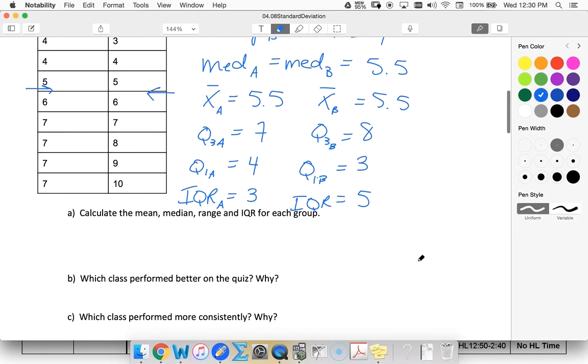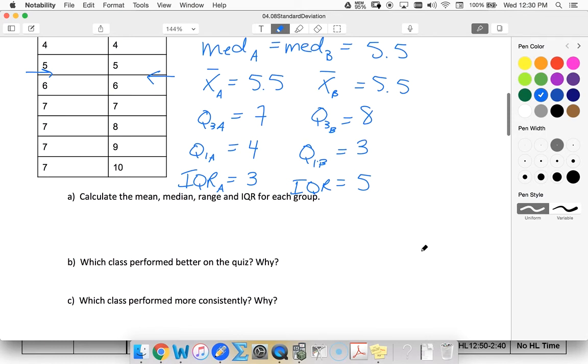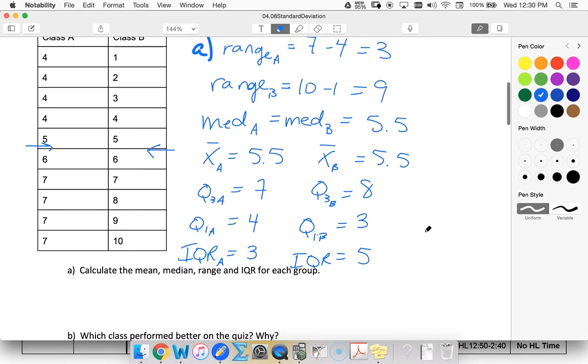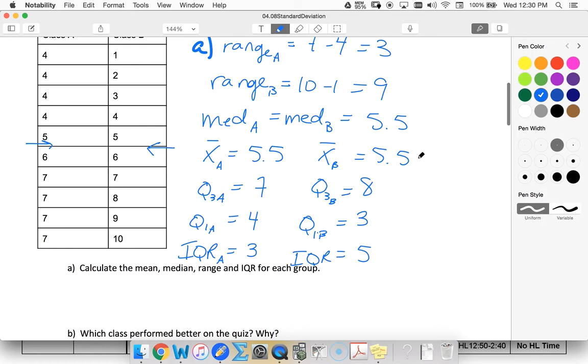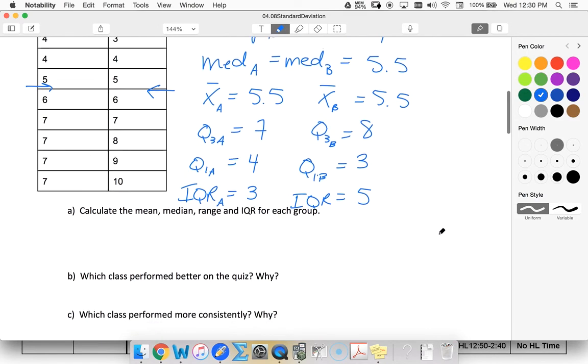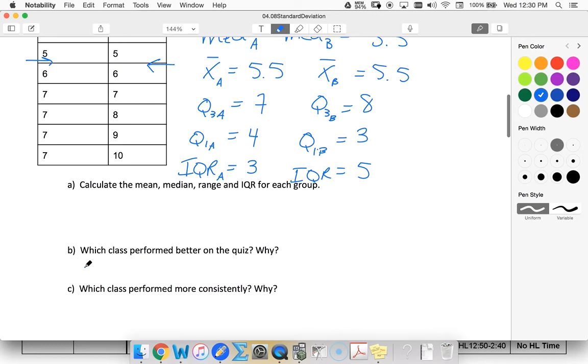So in trying to answer which class performed better on the quiz, well, we can see that both classes had the same mean and median of 5.5. So saying which class did better, it seems like you could argue for either one because they had the same mean and median values. So I would say they performed similarly, and that's because their medians and means are equal.